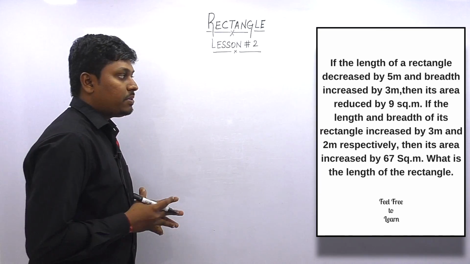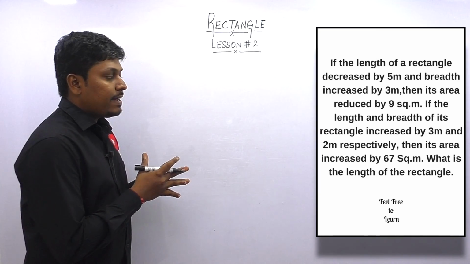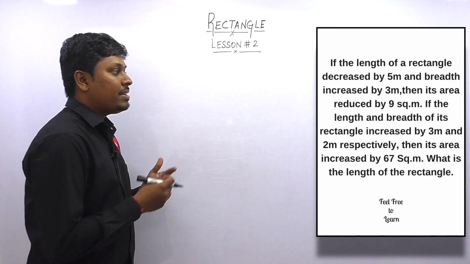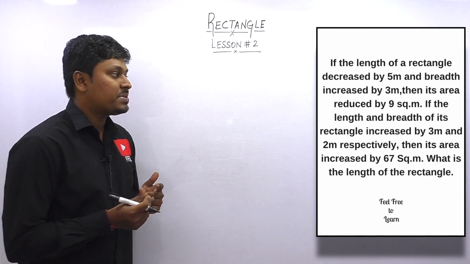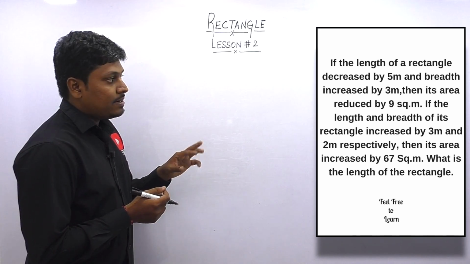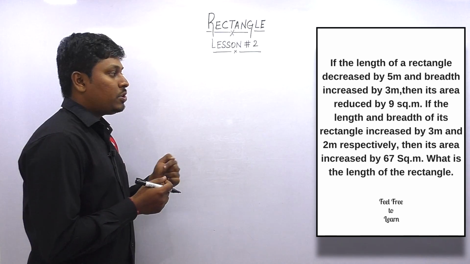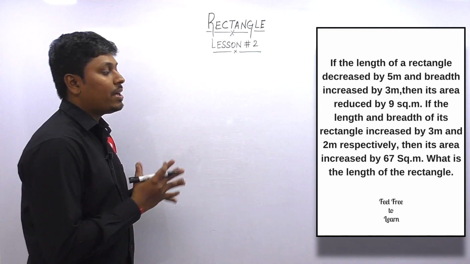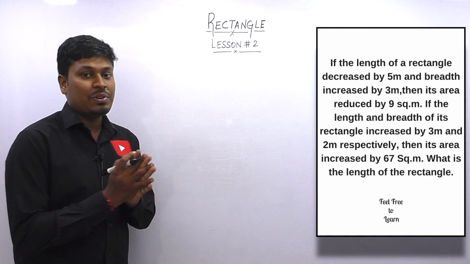The last, 8th question. If the length of the rectangle is decreased by 5 meter and the breadth is increased by 3 meter, then the area is reduced by 9 square meter. If the length and breadth of a rectangle are increased by 3 meter and 2 meter respectively, then the area is increased by 67 square meter. So what is the length of the rectangle?